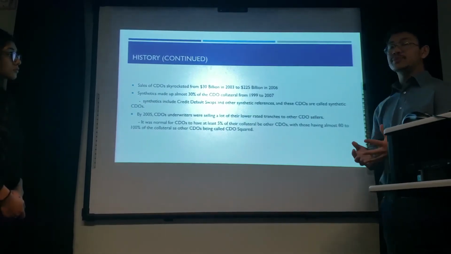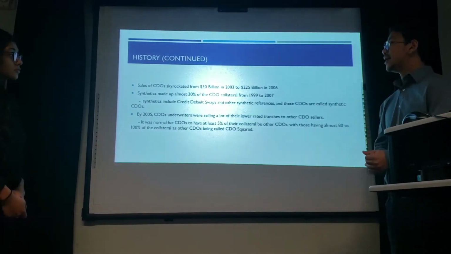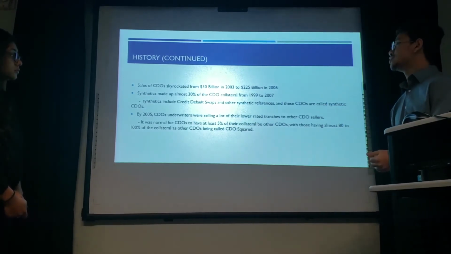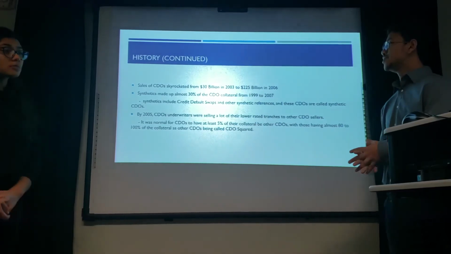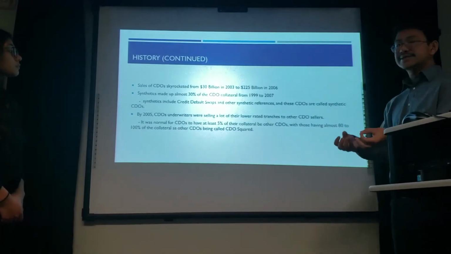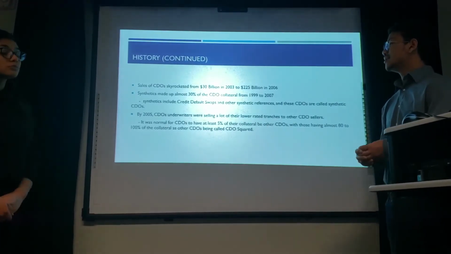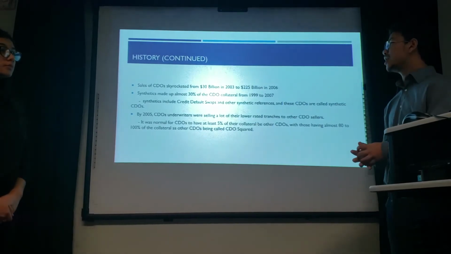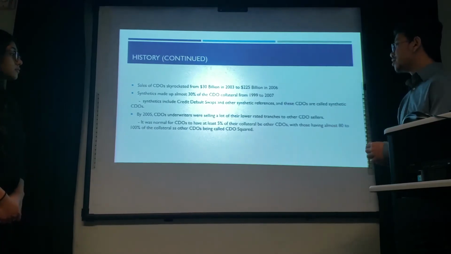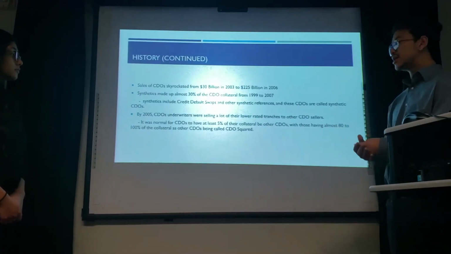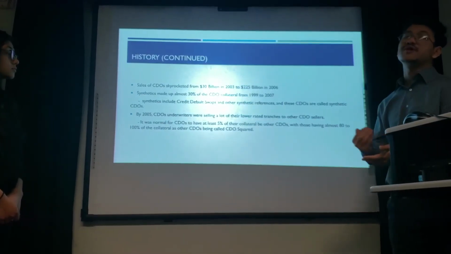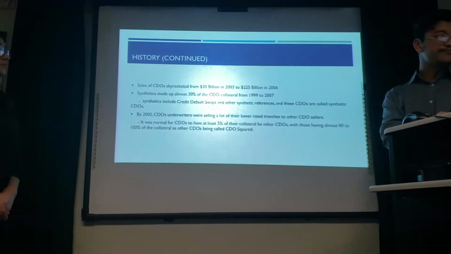CDOs had also become really popular around 2004, 2006, and 2007, as sales of CDOs skyrocketed from $30 billion in 2003 to $225 billion in 2006. A lot of other forms of CDOs were also becoming popular, such as synthetic CDOs, which included synthetics such as credit default swaps as their collateral. These synthetics made up almost 30% of the CDO collateral from 1999 to 2007. The other form that was starting to get popular was the CDO squared, which included the low-rated tranches of other CDOs as their collateral.